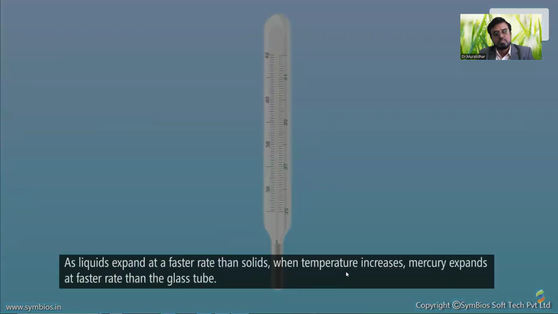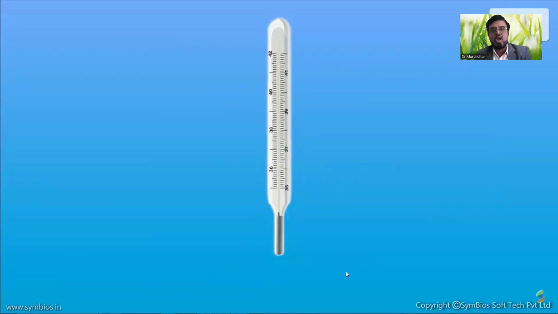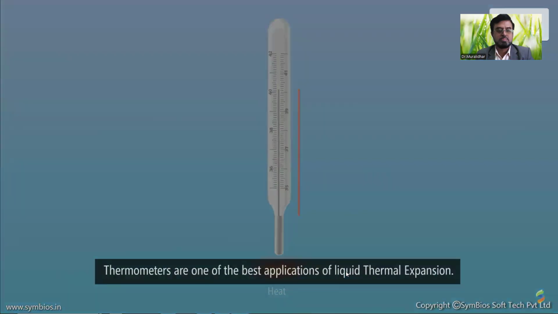As liquids expand at a faster rate than solids, when temperature increases, mercury expands at a faster rate than the glass tube. The volume of the mercury increases remarkably for a small rise in temperature. As it flows in the narrow column of the glass capillary, we can see the height of the mercury rising with a little rise in temperature. Thus, thermometers are one of the best applications of liquid thermal expansion.